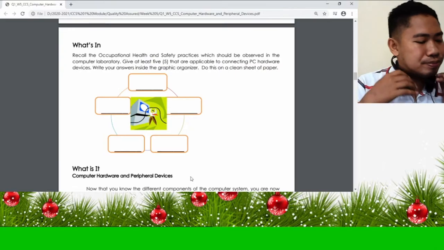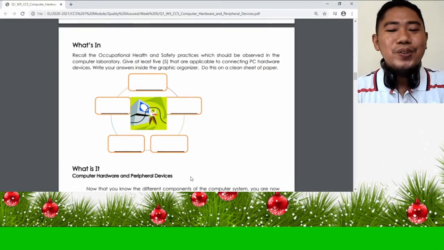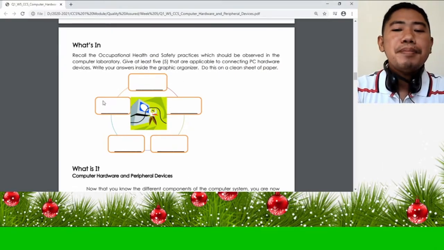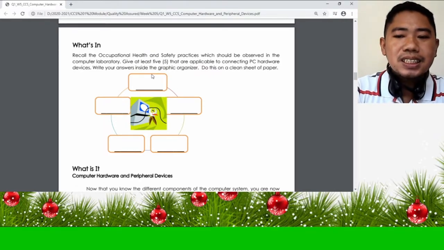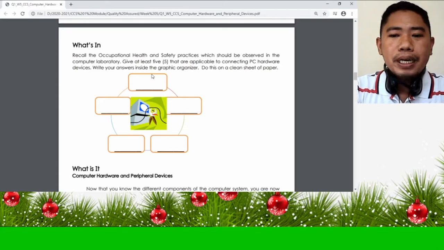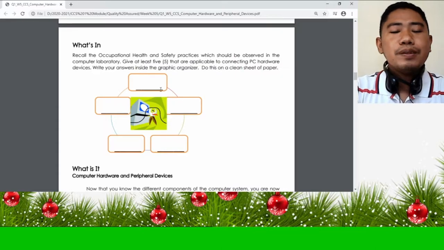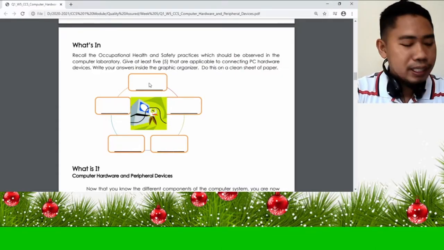Okay. There you will put the occupational health and safety practices applicable to connecting PC devices. Try to think about what the answers should be.